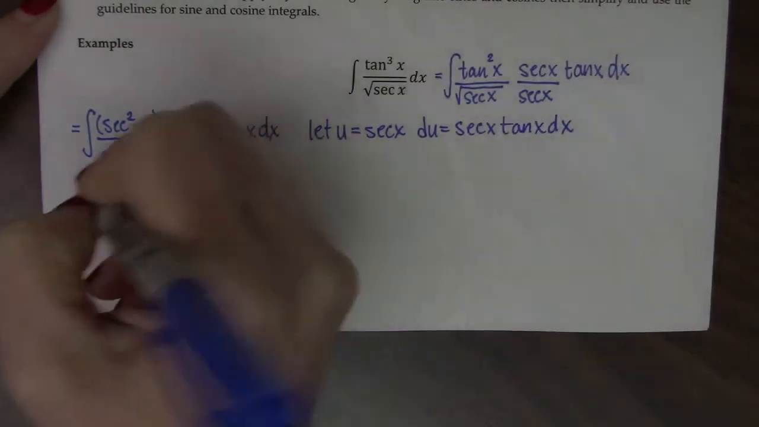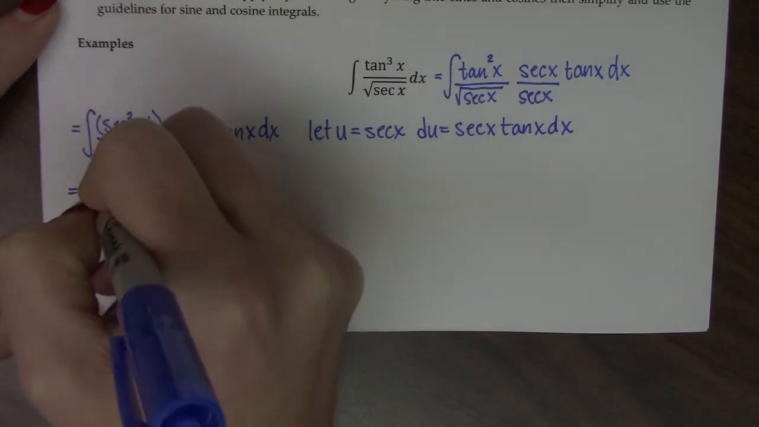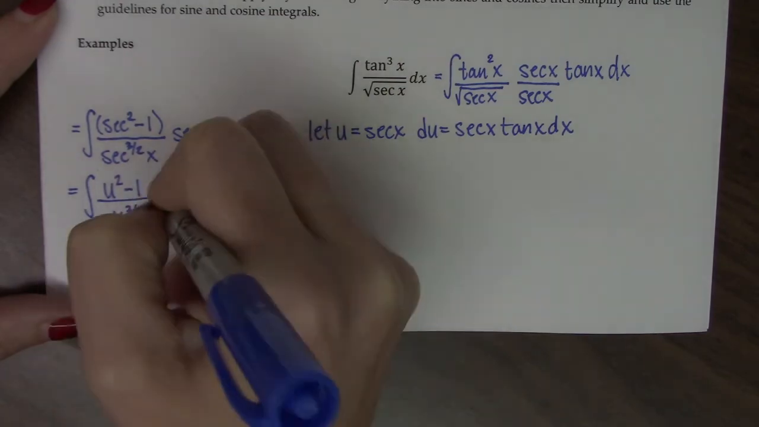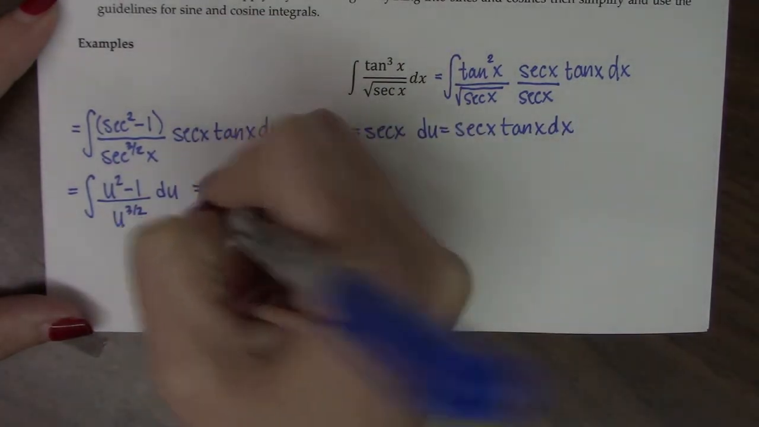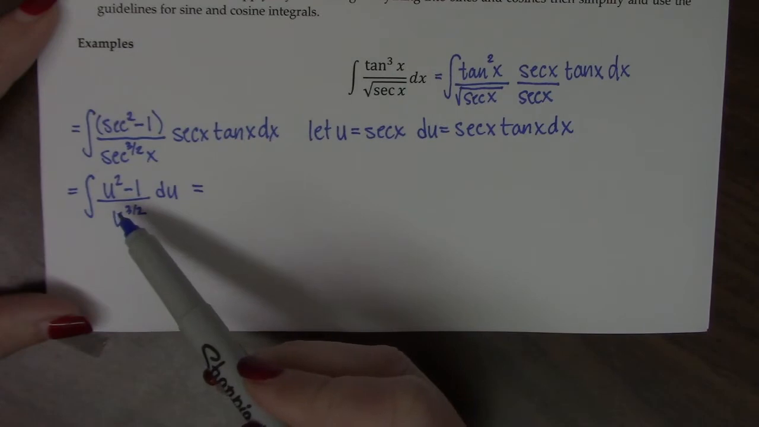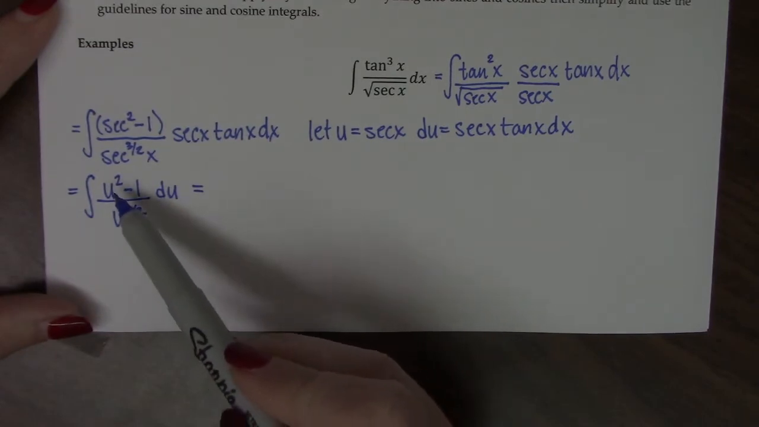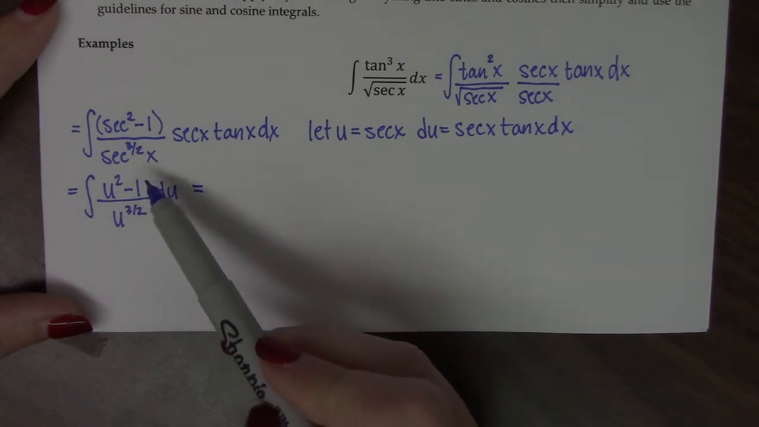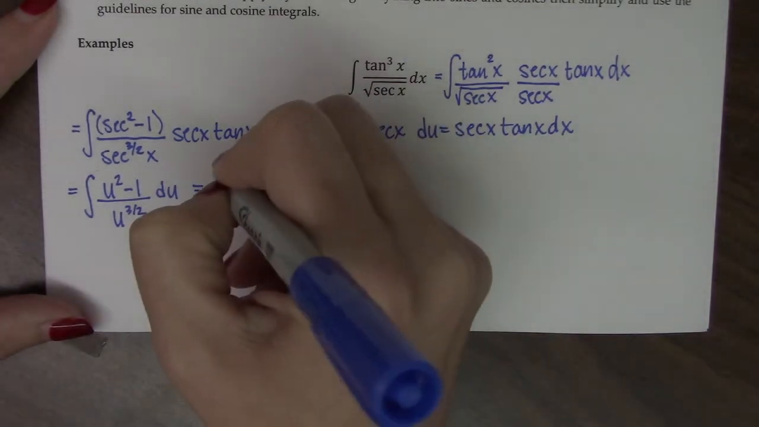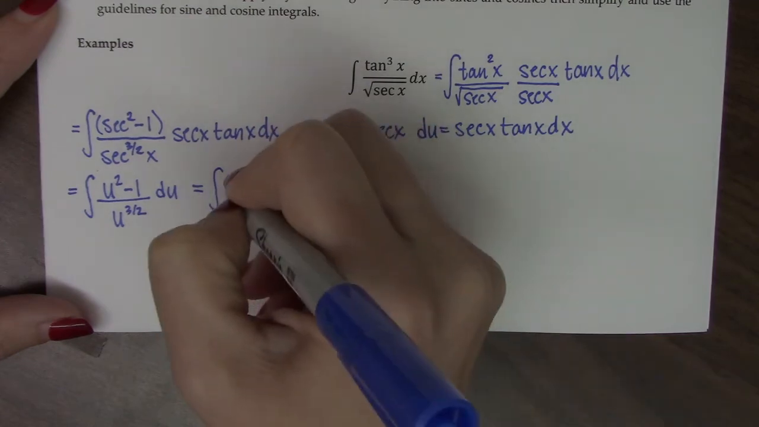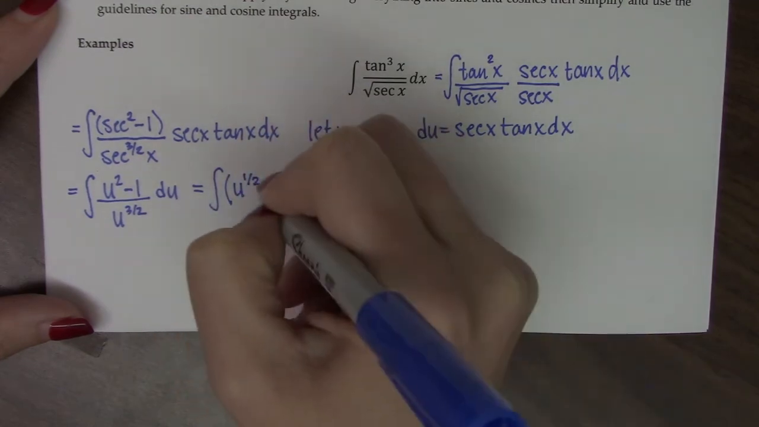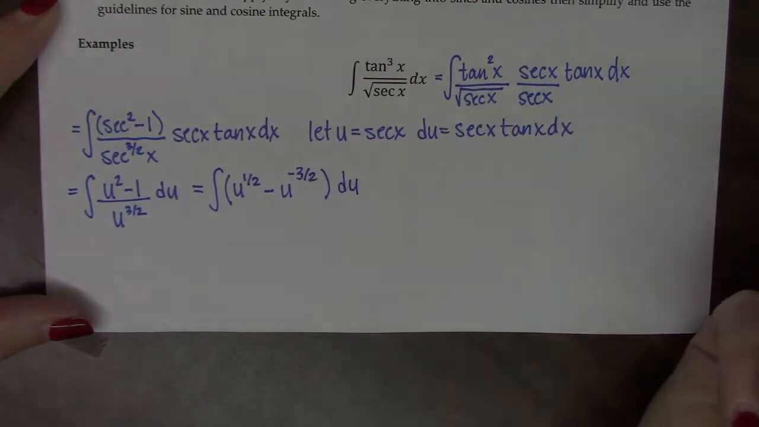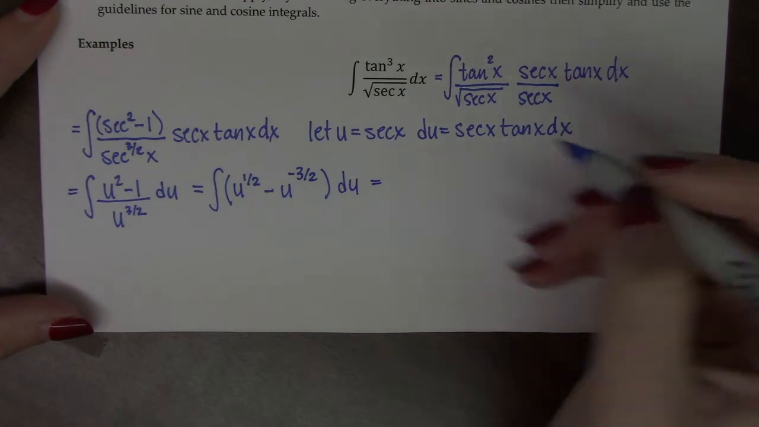So now when I translate this integral into variable u, I have u squared minus 1 over u to the 3/2 du. Now before we integrate this, we can actually simplify this down. Since the denominator just has one term, this is actually u squared over u to the 3/2 and 1 over u to the 3/2. So I can simplify that and say, well, this is really u to the 1/2 minus u to the negative 3/2 du. So now I can integrate using a very straightforward power rule.